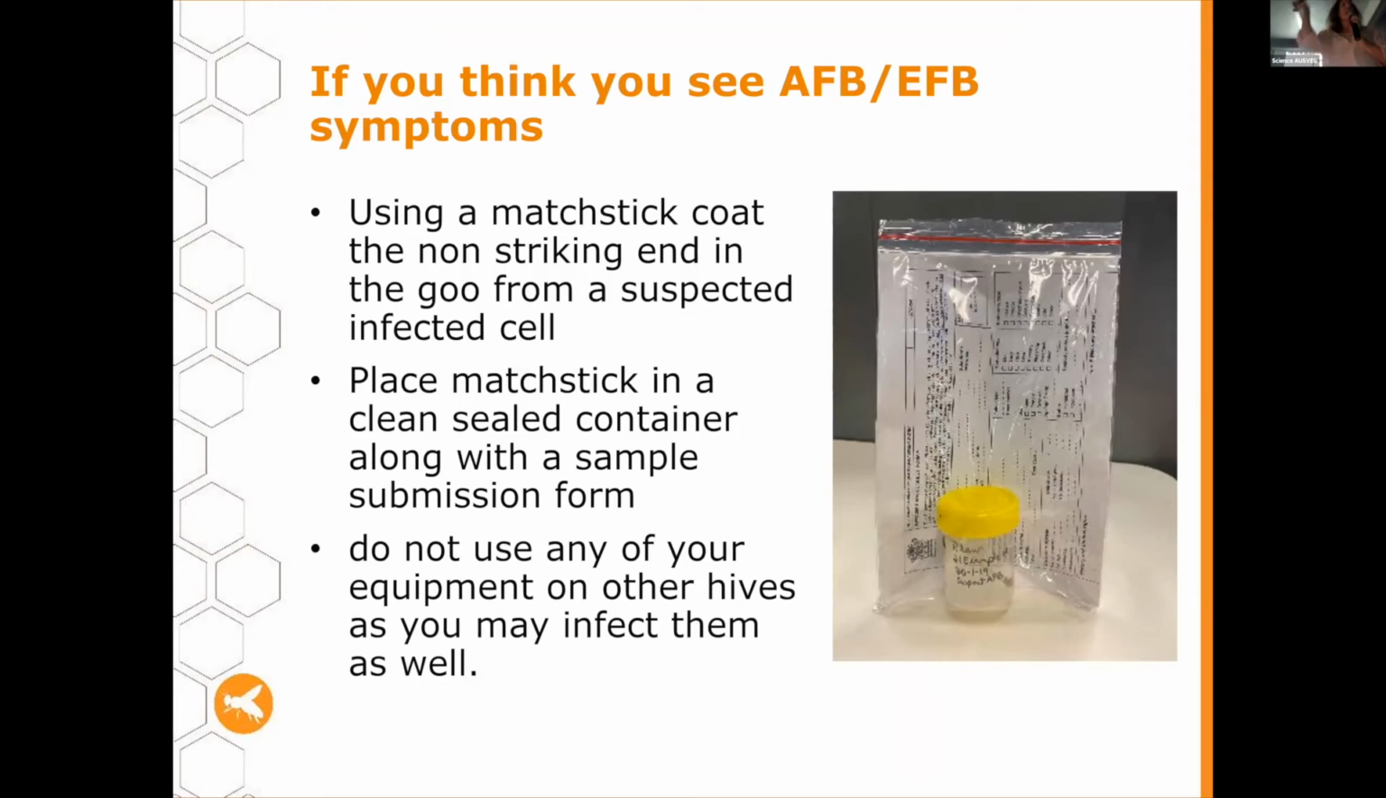What you need to do is take that matchstick that you've just dipped in that cell, stick it in a little sample bottle like this one here. There's plenty over there to grab. Put it in with a sample submission form and send it in to the lab to be tested. In the meantime, don't use any of your equipment on anything else because it's very easily spread. You'll get a call from me, let you know what disease or pest it is you're dealing with, and I'll talk you through what you need to do. But just so you know, American foul brood is one that we do need to destroy the hives. So make sure that you keep that in mind when it comes to dealing with that hive and keeping it separate. You don't want it spreading through the rest of your hives.